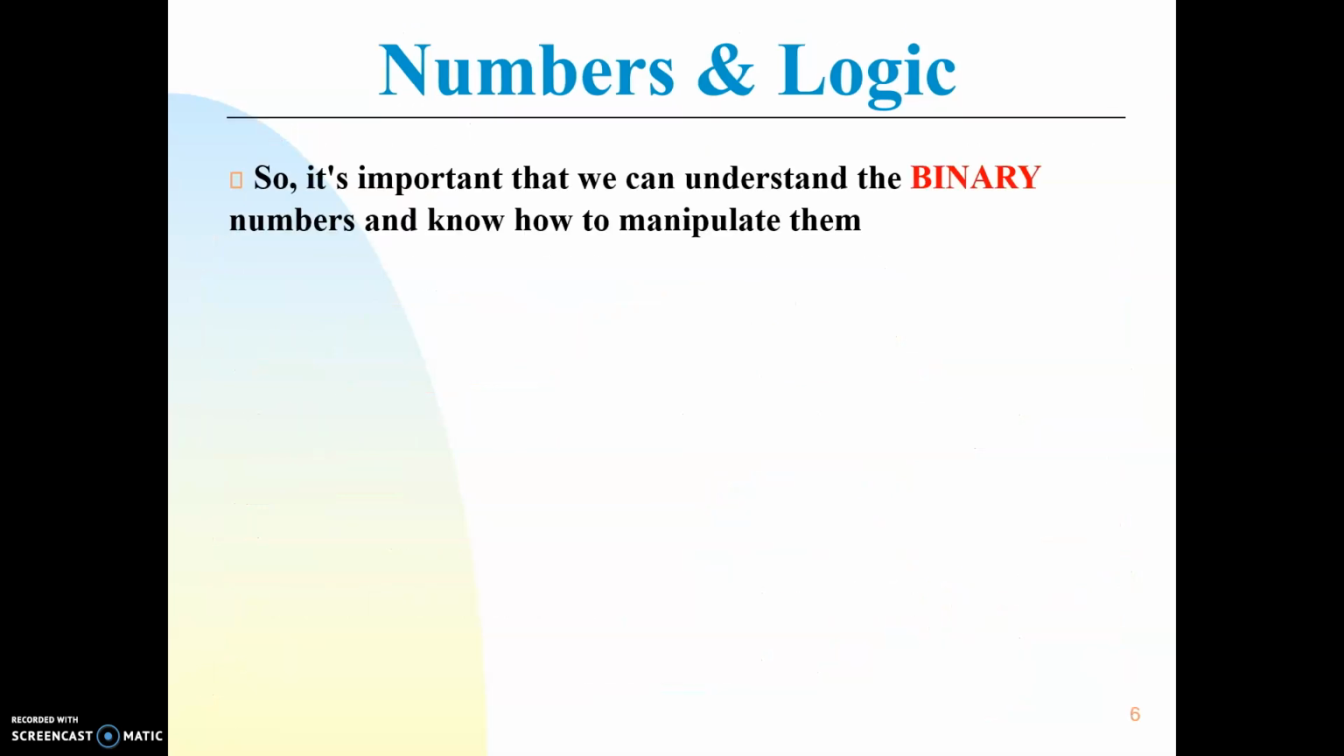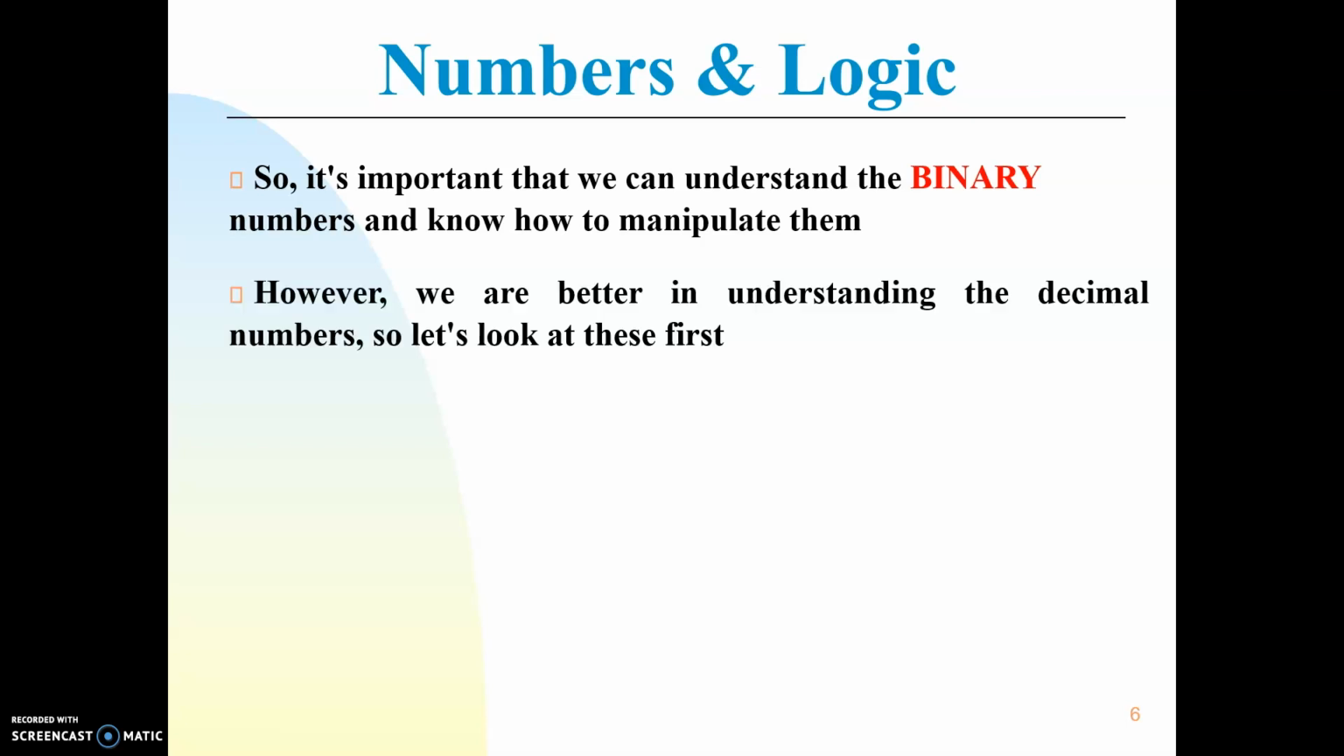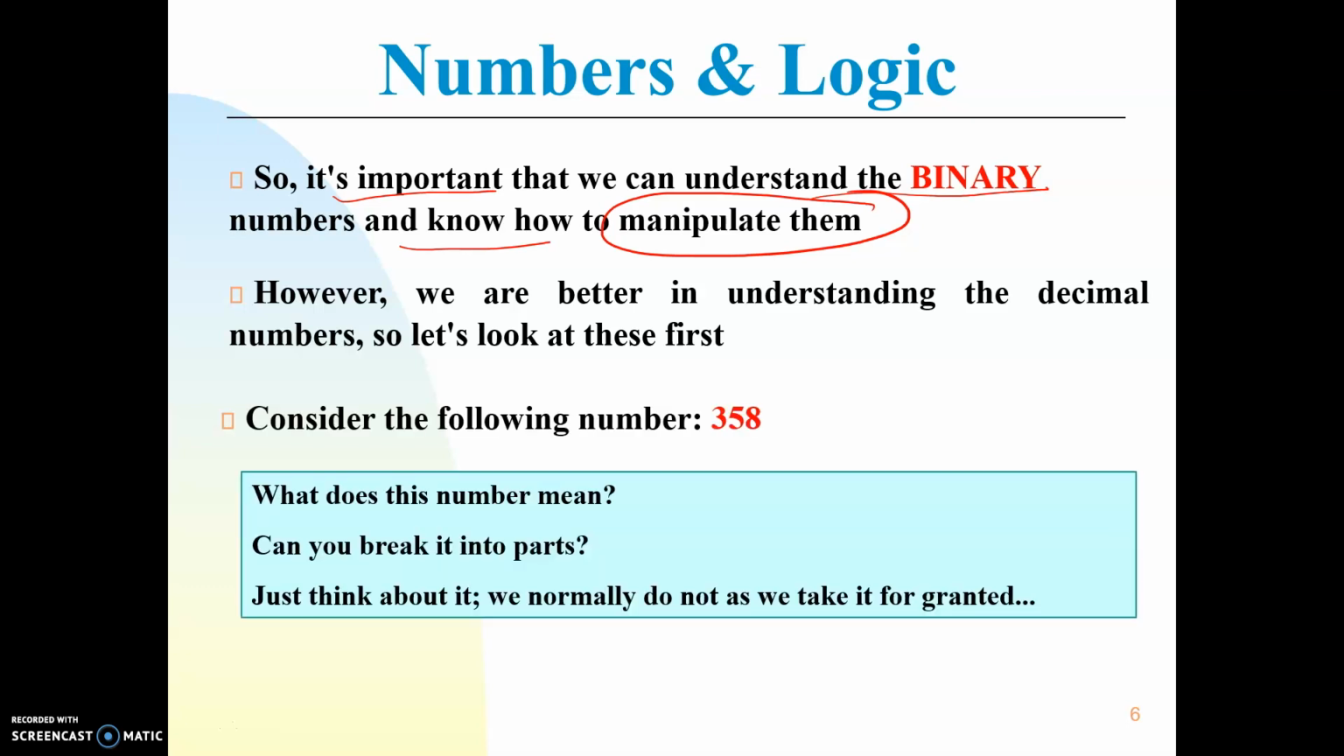The next slide is given for the reason of understanding the binary number system. Here you can see it is important that we understand the binary number system. Why do you want to understand it? Because if we have basic knowledge of the binary number system, then we can manipulate the data, or manipulate the operations as per our requirement. Here I have given one example of the decimal number system. You can see this number 358 is given in the decimal number system.